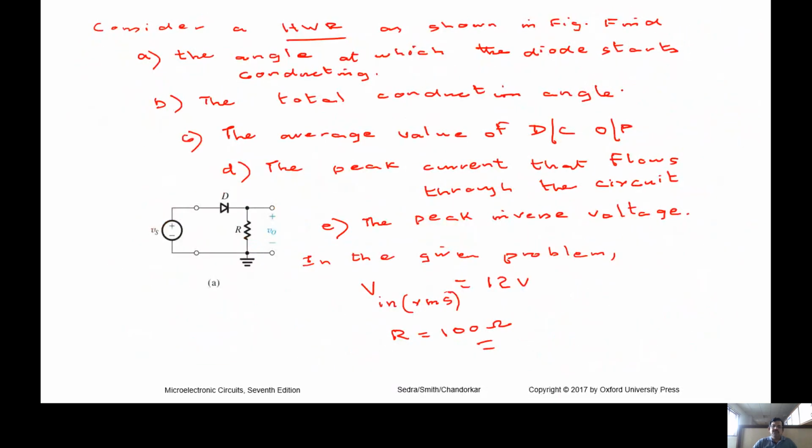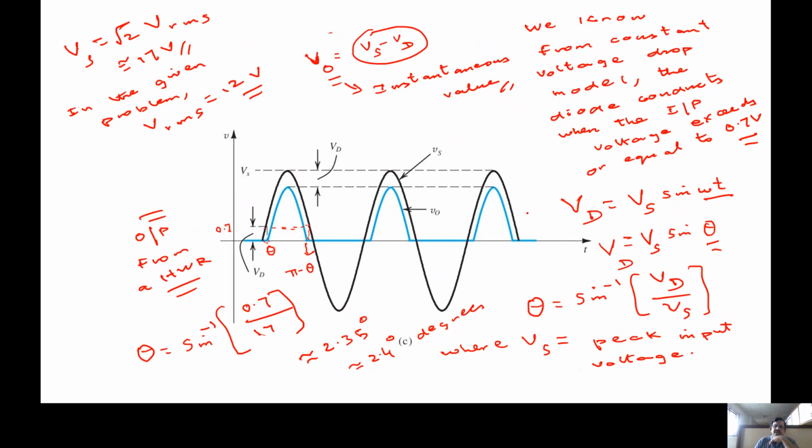Now what is the next question? So we have found theta equal to 2.4, here we have found 175 degrees, and here we have found 5.05 volt. So we also need to find the peak current that flows through the circuit and the peak inverse voltage. Peak current will flow in the circuit when the input is at peak, so it is actually in phase. You can see here, the peaks are matching.